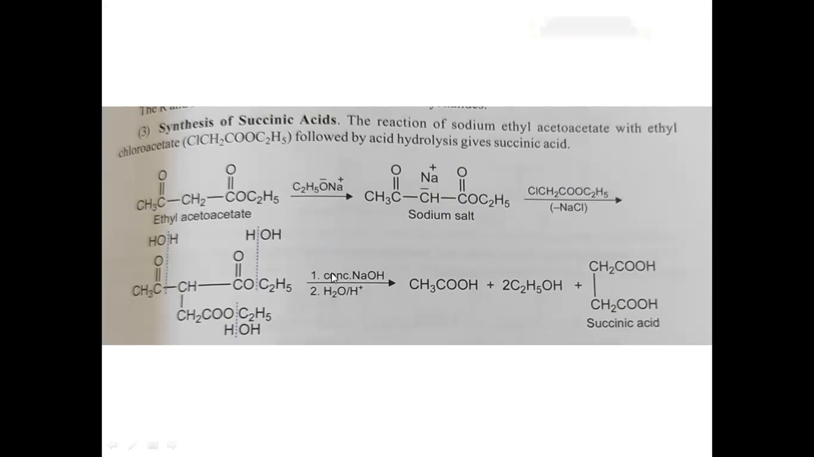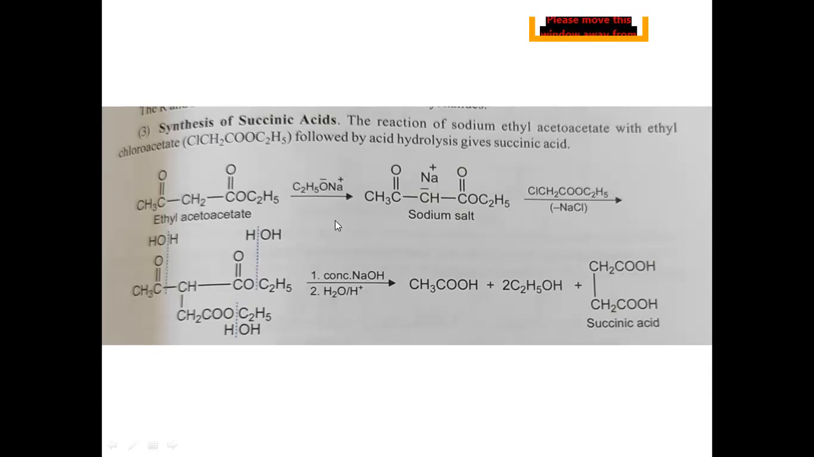This is followed by acid hydrolysis. Reaction with concentrated NaOH followed by reaction with HCl. In this way the compound breaks: CH3COOH here, C2H5OH, and the remaining is CH2COOH here, and CH here, CH2 here, remaining H here, COOH here.